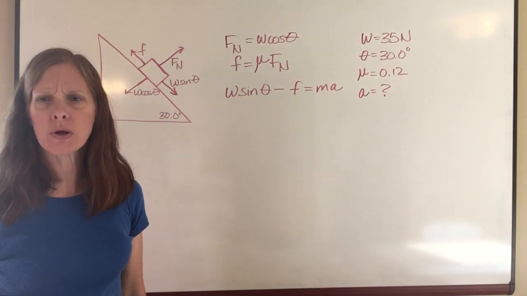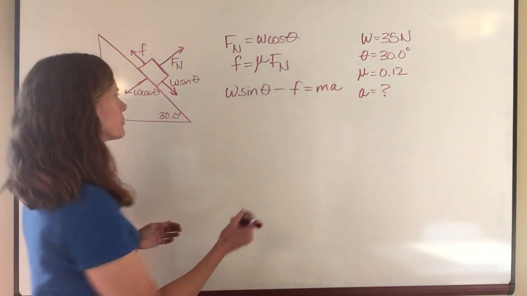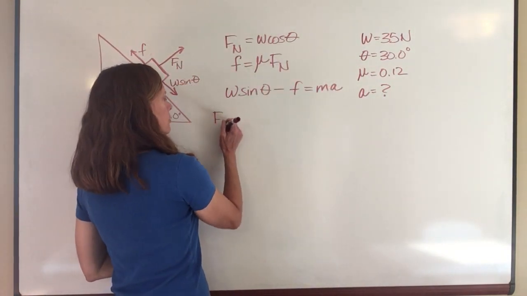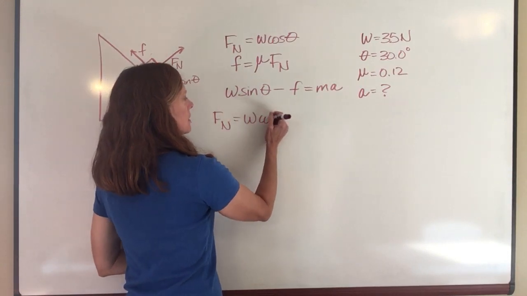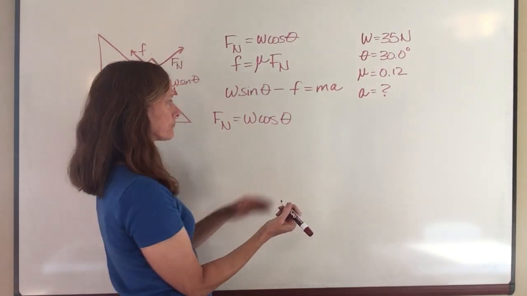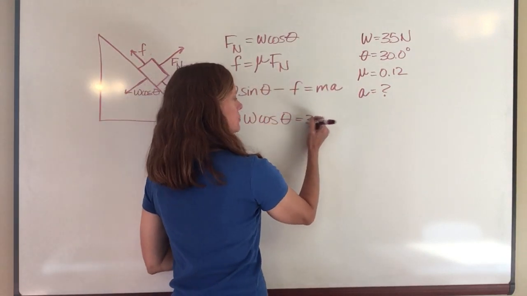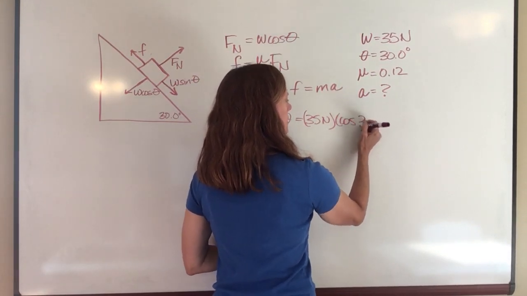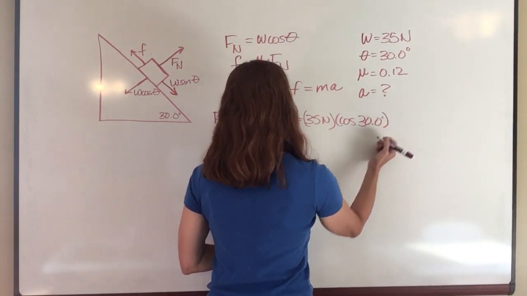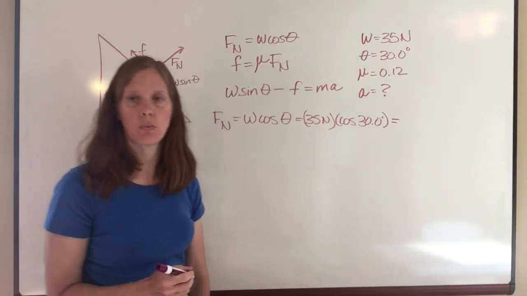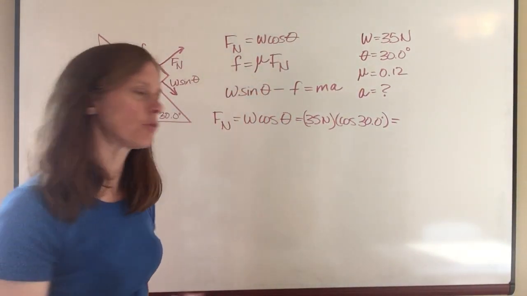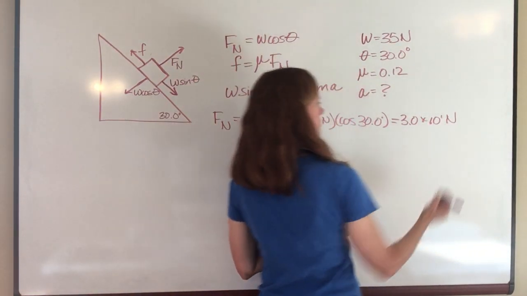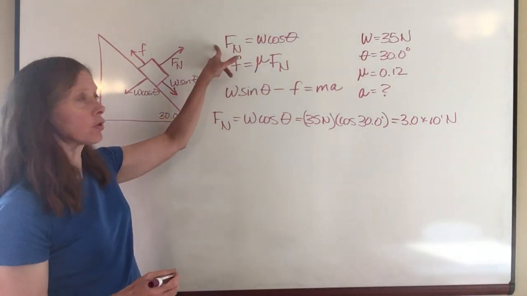So where we will start then is we'll say, I know the weight already, and so I know that the normal force is equal to the weight times the cosine of theta. I know the weight, it's 35 newtons, and I know theta, so the cosine of 30 degrees is what's going to go in here. So when I do that math, my normal force is going to be 3.0 times 10 to the first newtons, okay? So now I have the normal force.